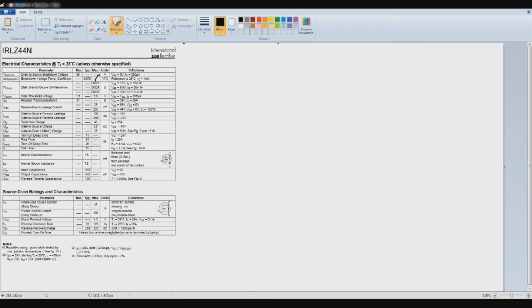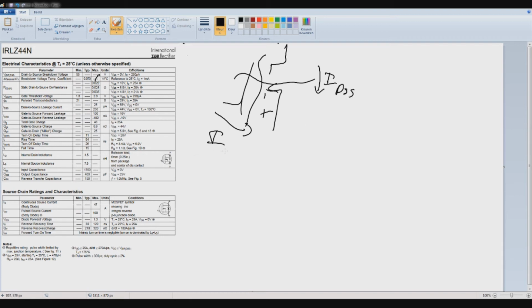And same here. Forward leakage, reverse leakage, gate to source, which is just this connection over here, which is usually isolated. There still is a current that is leaking, and that's these values. So you never get a perfect isolation between the two.